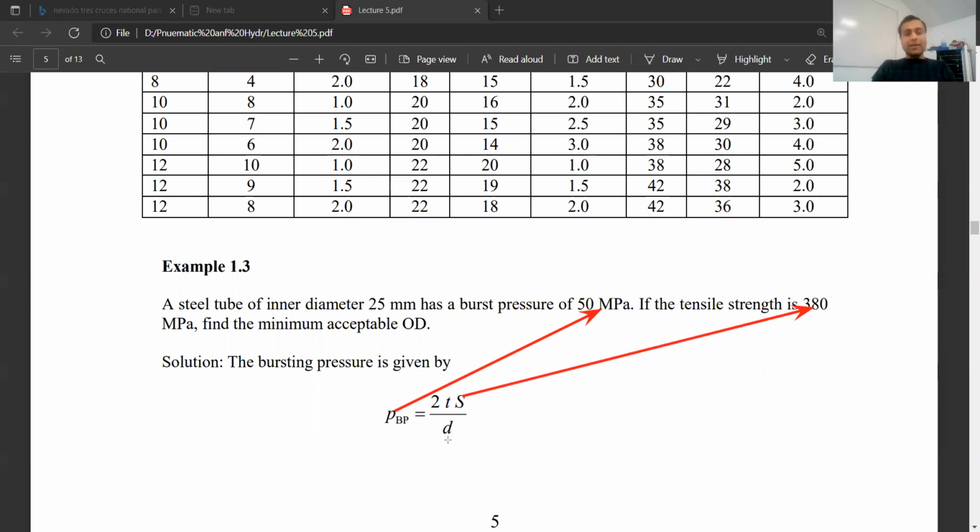We need to find out the minimum acceptable outer diameter, since the inner diameter is given. Which means we can find out the thickness. If we find out the thickness, we can just work out that bit, because the inner diameter is given.